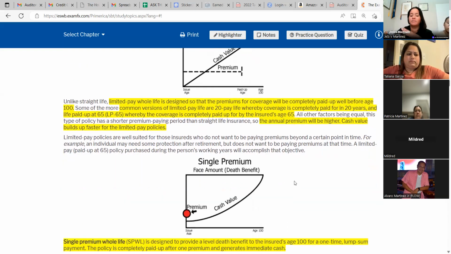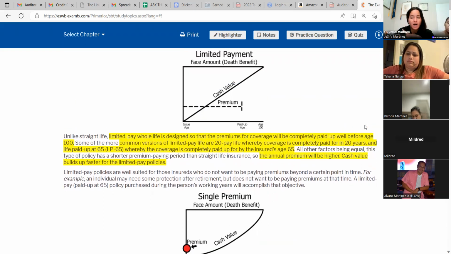So obviously, like we said, the premium will be higher, and then the cash value builds up faster. So if you're thinking, why does the cash value build up faster? Well, I'm paying more every year, right? Now I don't have to wait until 100 for that cash value and death benefit to match. Because if I'm giving money in more at a time, and after 20 years, I already gave everything in, that cash value will completely increase at that time, right?